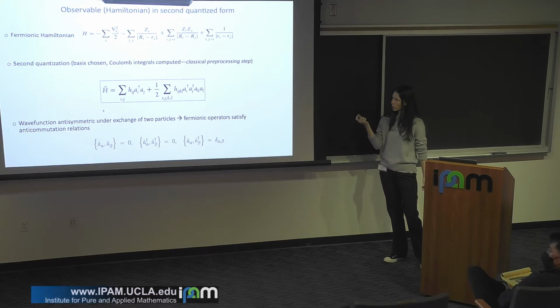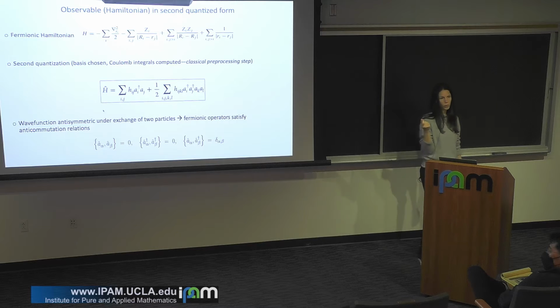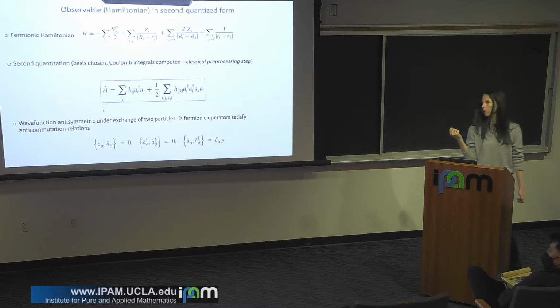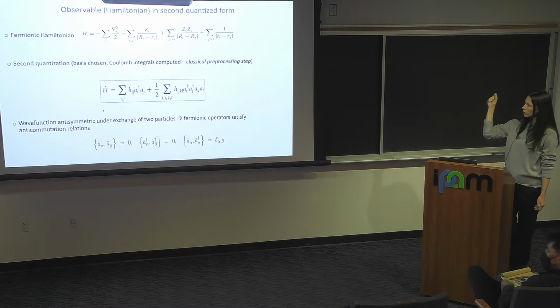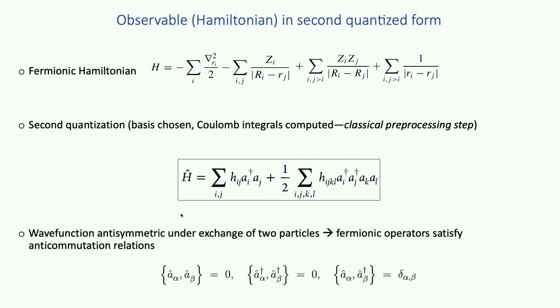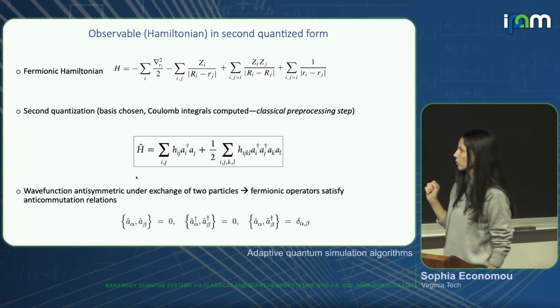And here these H's with the subscripts are scalars. They correspond to the integrals that you do in this particular basis that you chose of the first quantized form above. And then the a-daggers and a's are operators that create or destroy particles in specific orbitals. And so these indices of the a's denote orbitals.